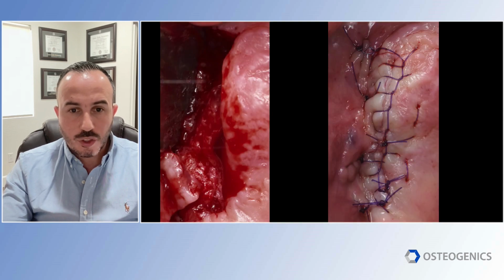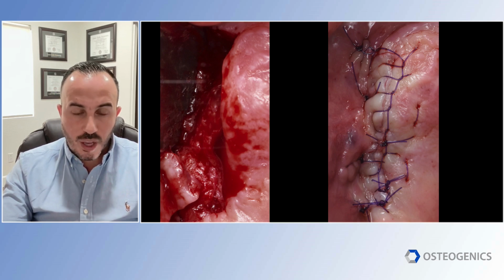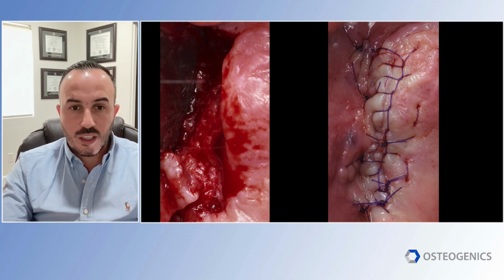Let's see how we manage. So we open it and I cut back the membrane. I do not remove all of it. I just cut back the membrane with scissors or a blade, and then I do not remove any granulation tissue, just irrigate it and close it back.